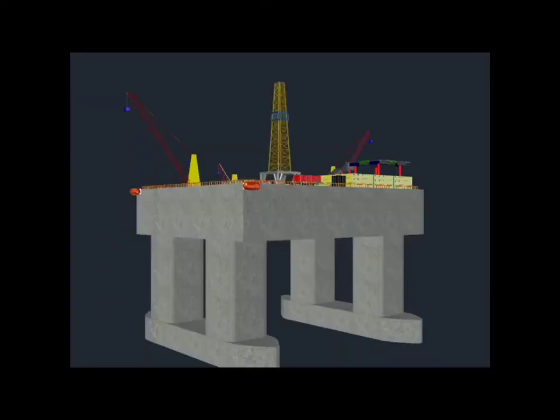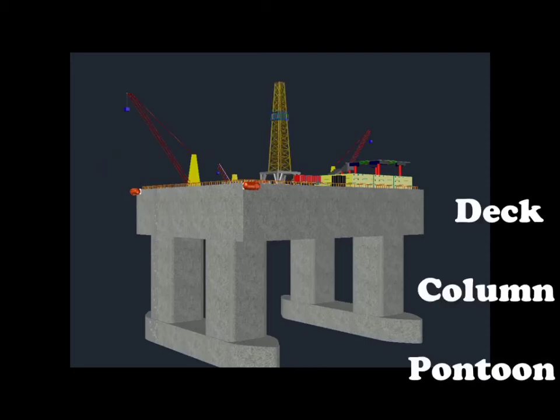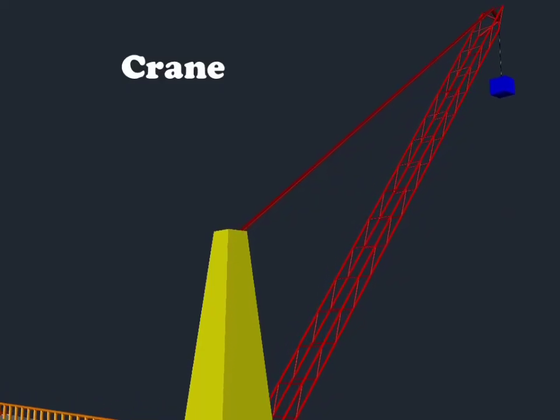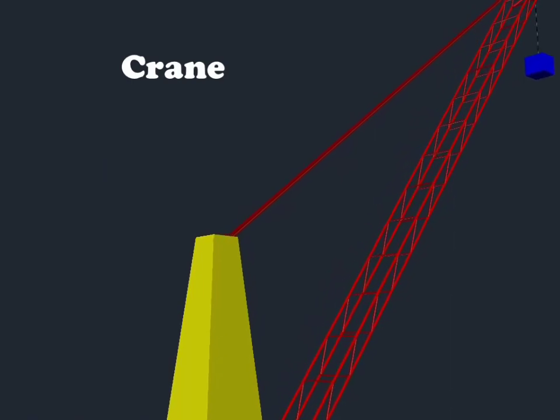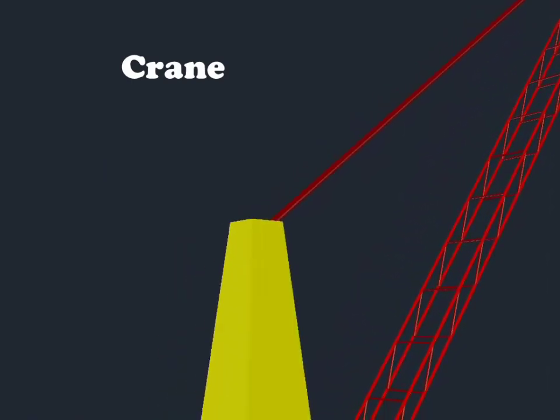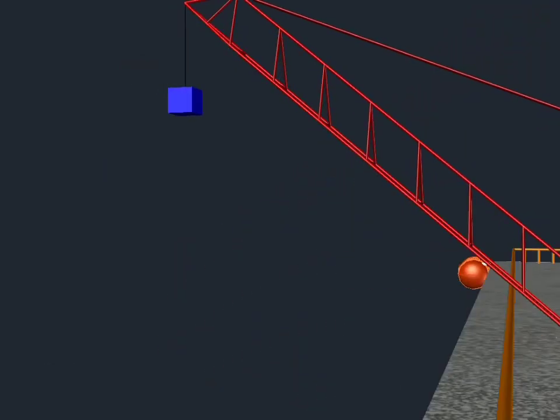These are the main structures of the oil rig, which are the pontoon, column, and deck. The pontoon, column, and deck are the base foundation of the oil rig, as the pontoon and column provide stability that supports the deck section.